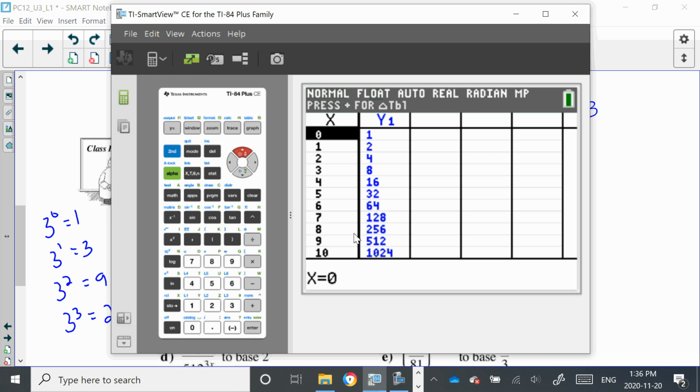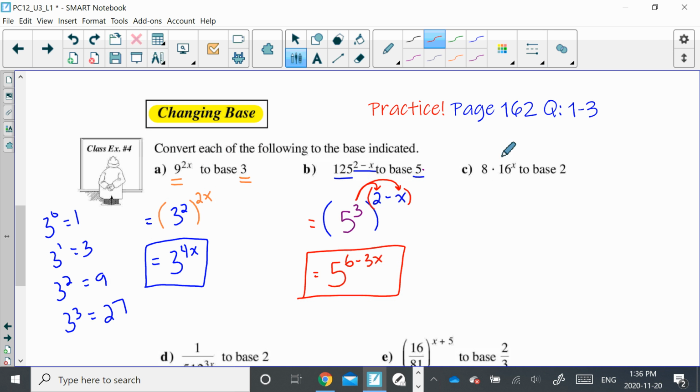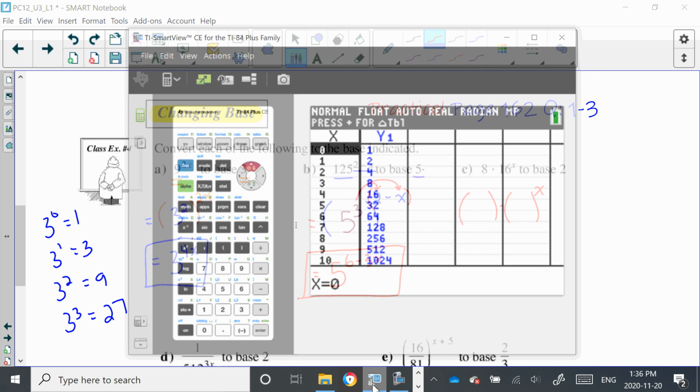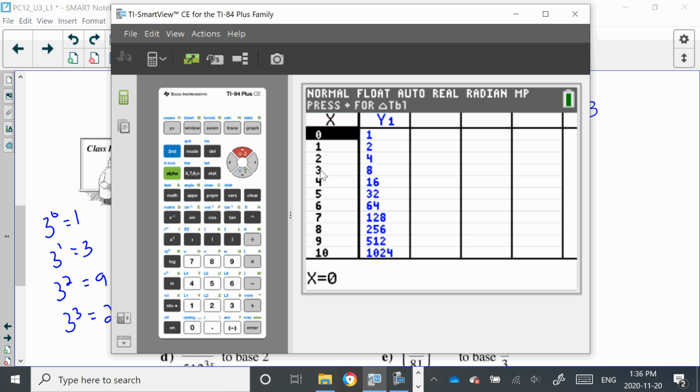So me showing you this table, we need to know 2 to what power is 8 and 2 to what power is 16. So what I'm going to do is, we need to convert this 8 to base 2, and we need to convert this 16 to base 2. I'm going to put that x on the outside. Okay, let's figure out 2 to what power gives me 8. So if I go back to that table, there's my 8. 2 to the power of 3 gives me 8. There's a 16. 2 to the power of 4 gives me 16.